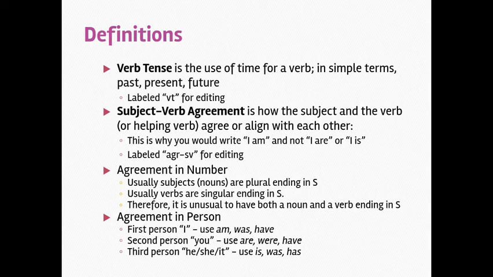Agreement in person has to do with the use of terms first, second, and third person. First person agreement is I, it uses am, was, and have, where if you use second person you, uses are, were, and have. Third person he, she, it, or another noun uses is, was, or has. So agreement in person has to do with, does it match up either agreement in number with singular plural, or in person, first, second, third, are using the correct form of the verb to go with that subject.